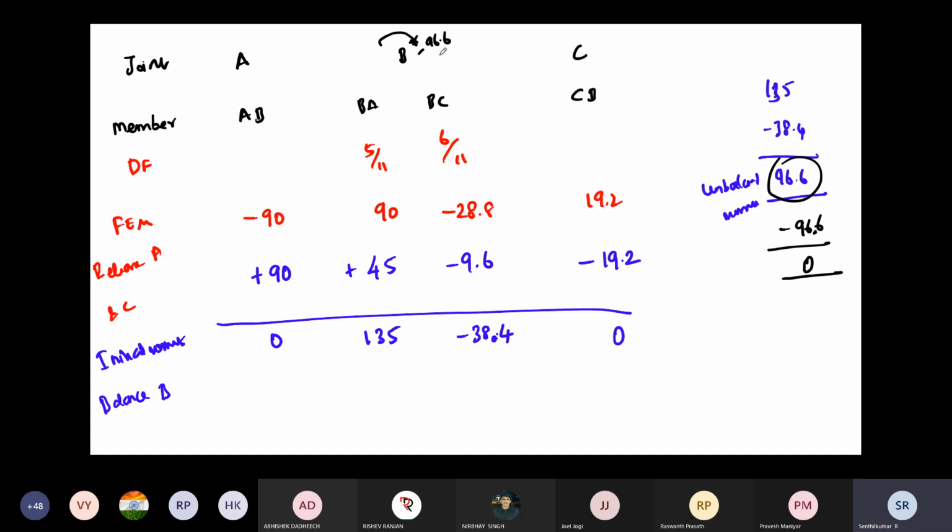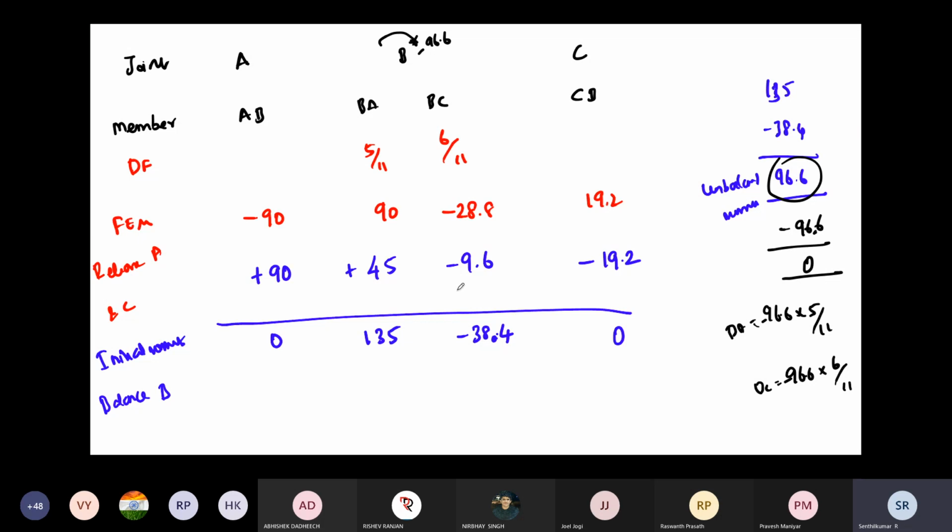Minus 96.6 I am going to apply at joint B. So at joint B you are applying some moment, but how much will it transfer to BA and BC? That will transfer 96.6 into 5 by 11, then again 96.6 into 6 by 11 to BA and BC. So this is minus, because there is plus 96.6, you have to put minus 96.6, then only your joint B will become equal to 0.